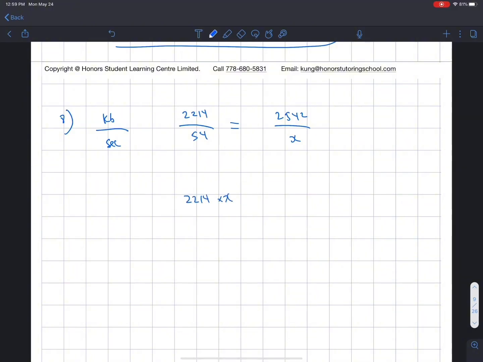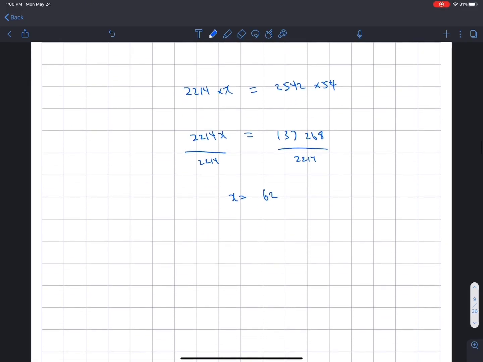So we cross multiply again. We have 2214x equals 137,268. And then now we can divide both sides by 2214. So that's 62 seconds.